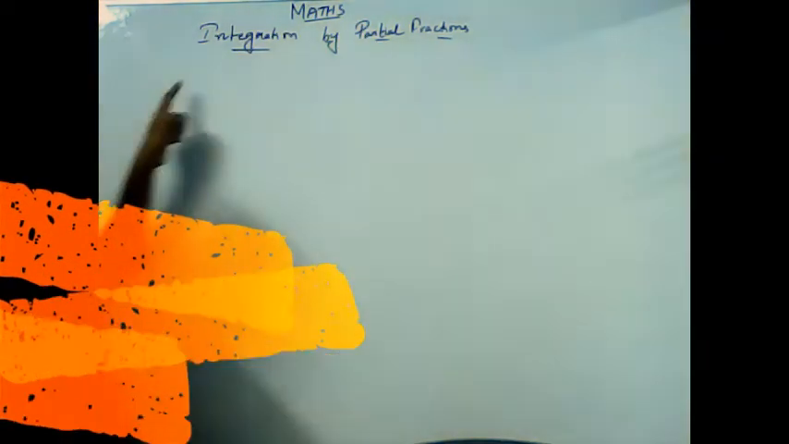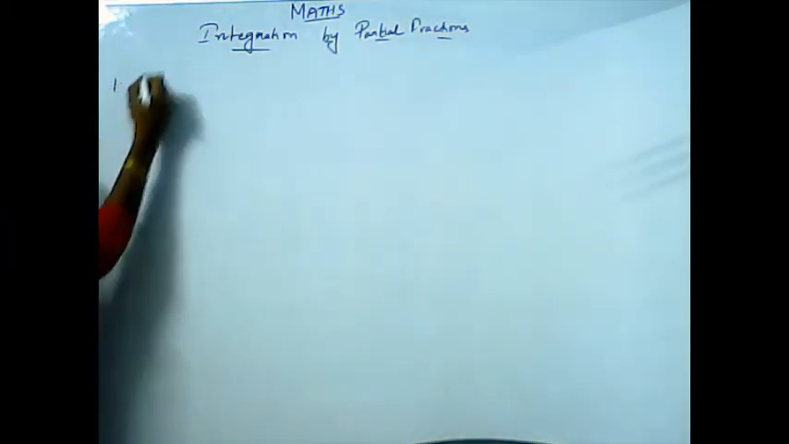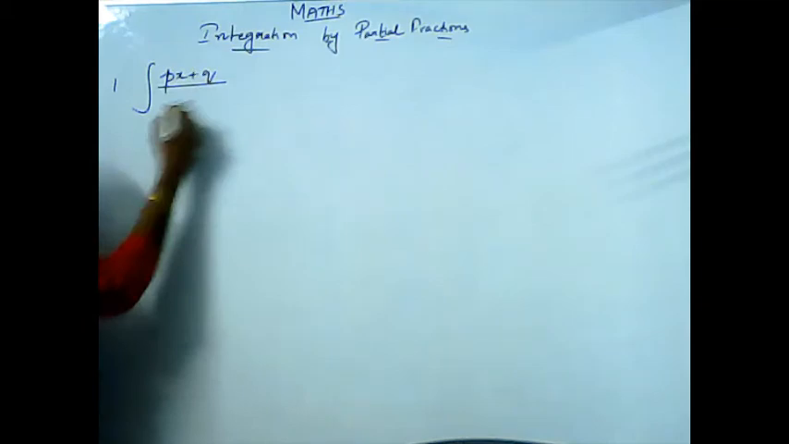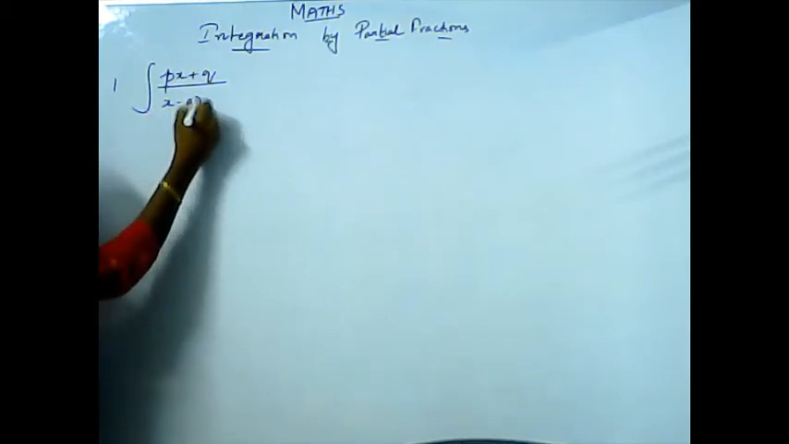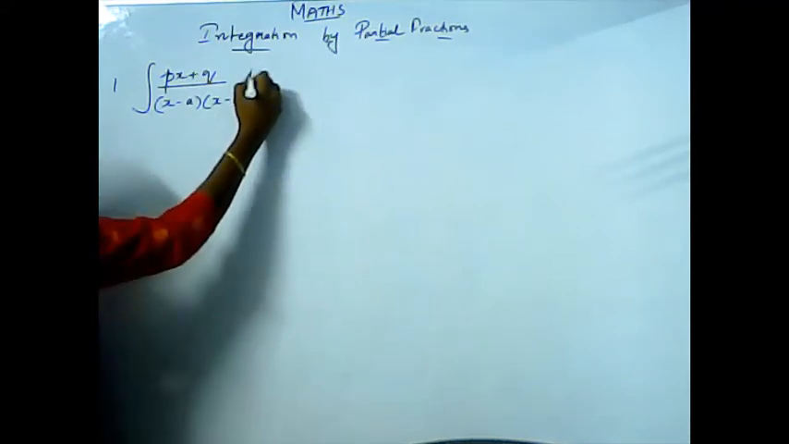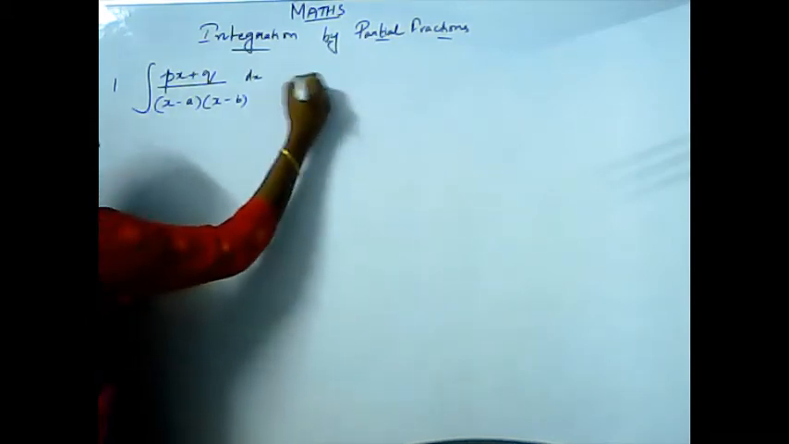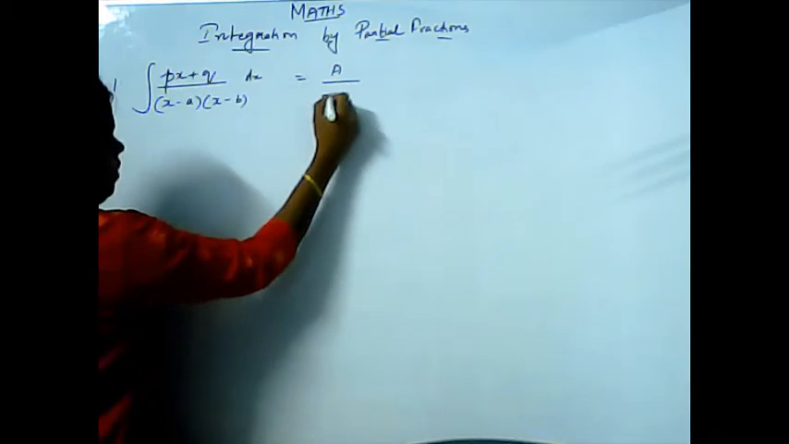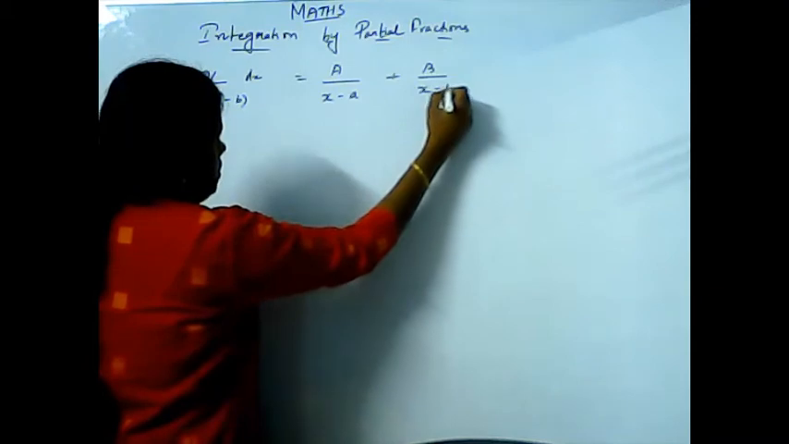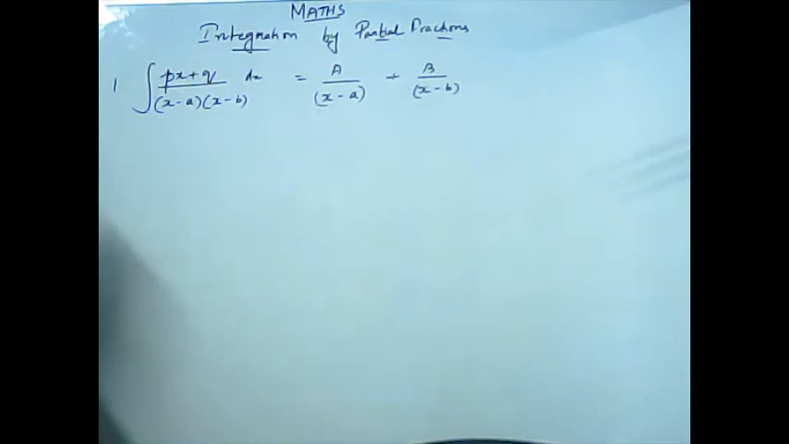So today we'll see about integration by partial fractions. There are 5 different formulas which we come across in this. When the integral is of the form (px + q) / ((x - a)(x - b)), this can be rewritten as A/(x - a) + B/(x - b). So you can rewrite it, then integrate and solve it.